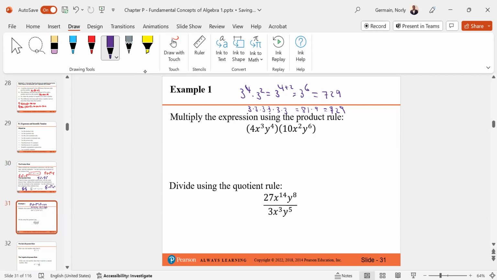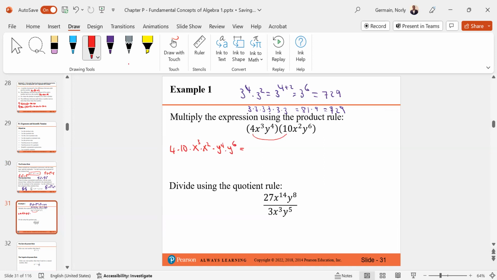But that's for real numbers. What if it is not real numbers? What if it is variables? So the first thing is to combine the like terms. We're gonna combine the constants together. So that means we're gonna take the constants and multiply them together, for example, 4 times 10, right? We're going to multiply the like terms x together. So I mean x power 3 times x power 2, because it's multiplication, we can do it that way. And we're gonna do y power 4 times y power 6.